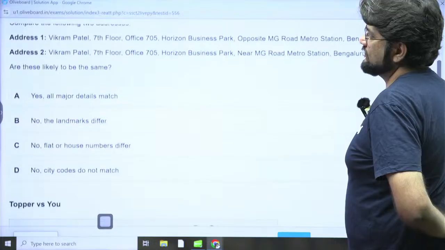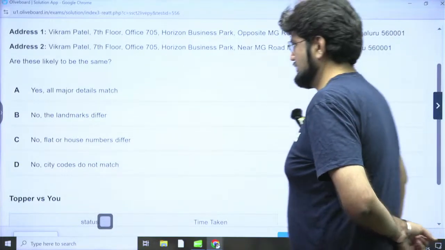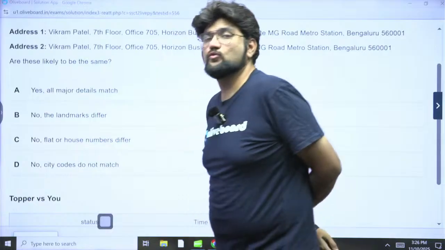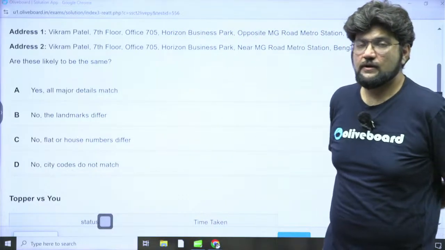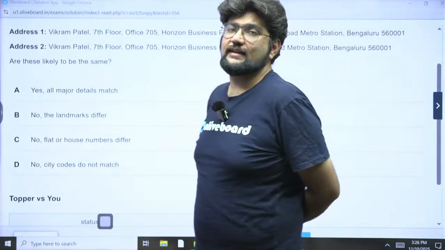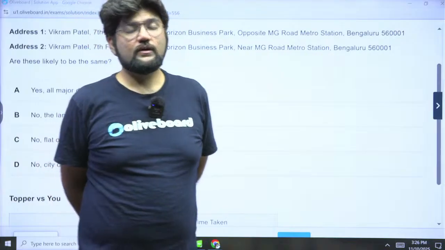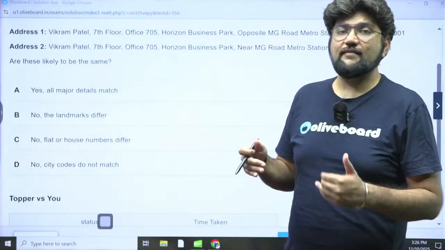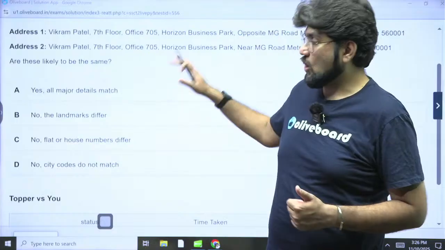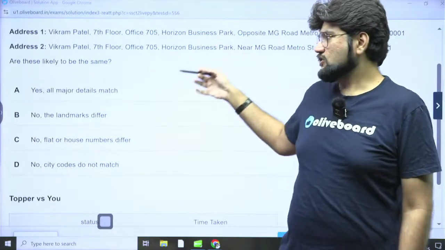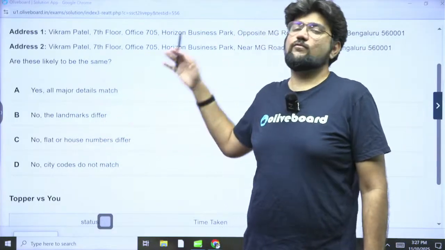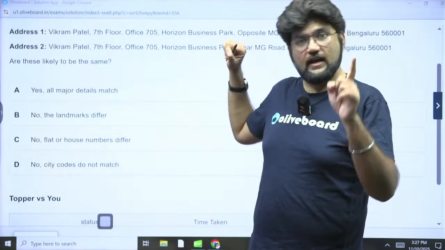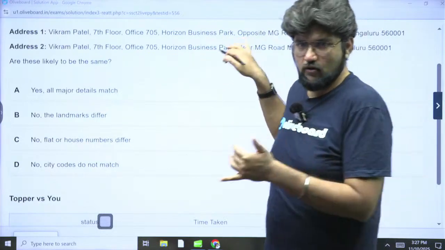Okay, this one is interesting. Compare the two addresses. Guys, you have to remember one thing. When you compare two addresses, two things you need to be very careful about. Number one, be focused on what the options are telling you. Number two, these questions are very sensitive. That means you can't afford to have any difference unless it is not mentioned in the option. If the options were something else here, then I would have said that okay, major details match. But because it is mentioned in the option, I will have to go with that. What is that? Now we'll see.